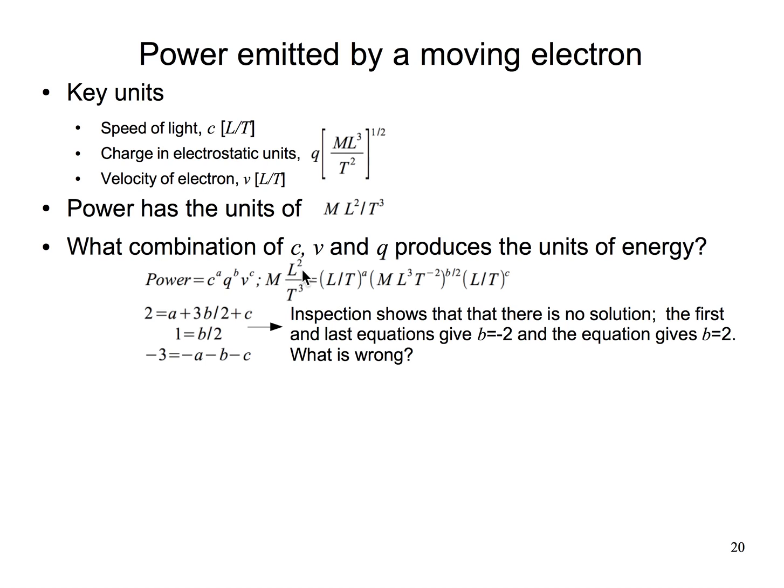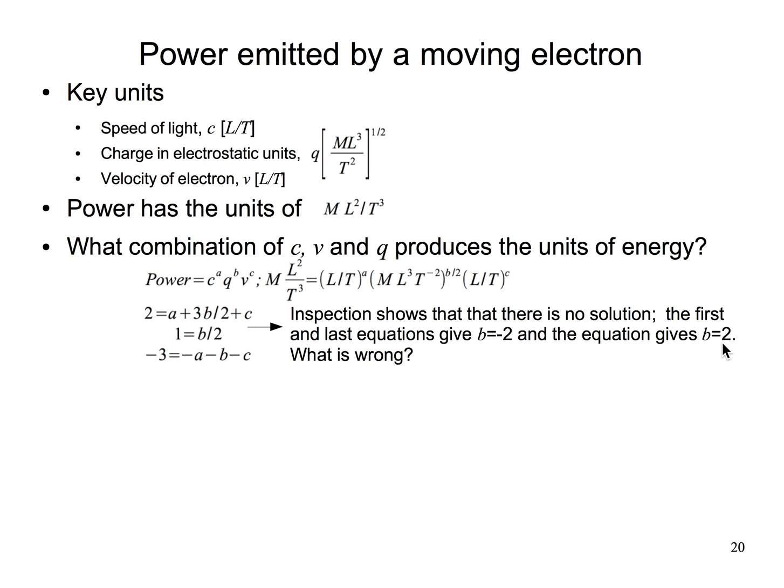Here's power, speed to the A, charge to the B over 2. Remember, this is a square root. And velocity to the C. And we get the typical 3 equations, one from mass, one from length, one from time, and you put them together and guess what? There's no solution. That is, if you take the first and last equations and compare them, you get that b equals minus 2. But if you redo the problem with the second and third equations, you get b equals 2.